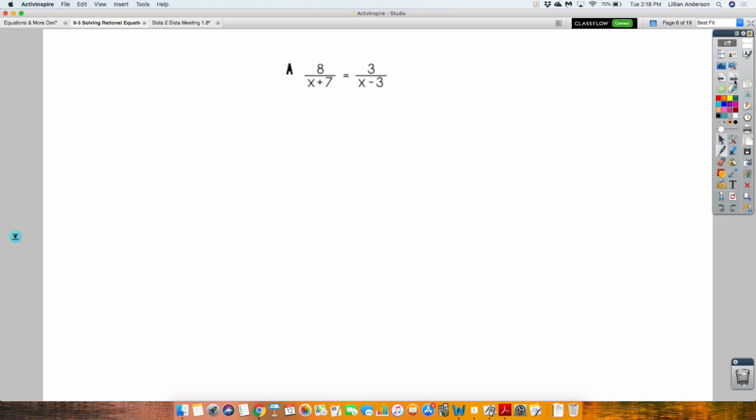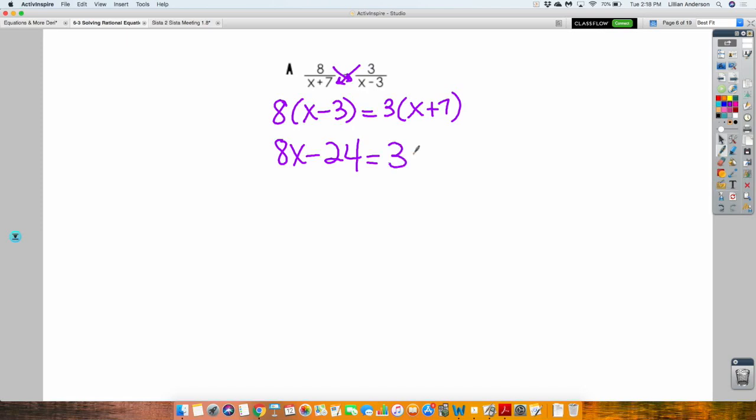You can do that with the rational equations as well. Okay, so let's say you have a fraction equaling to another fraction. You can use cross multiplying to solve for your variable. So that means I'm going to multiply 8 by x minus 3, and I'm going to set that equal to 3 times x plus 7. And then you will, of course, want to distribute the 8 and do your algebra to solve for your variable. So that becomes 8x minus 24 equals 3x plus 21.